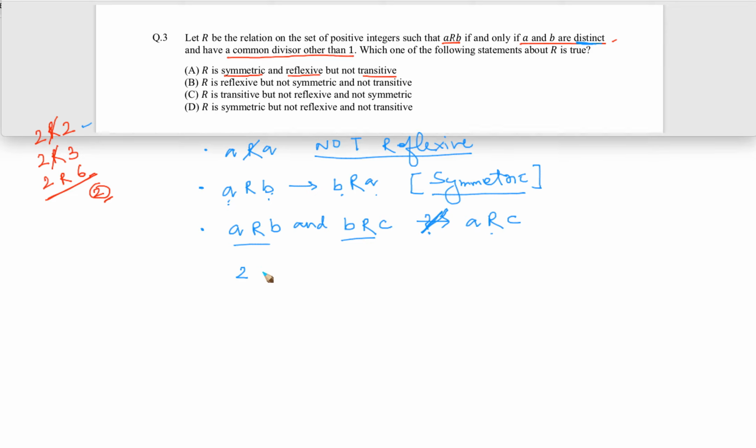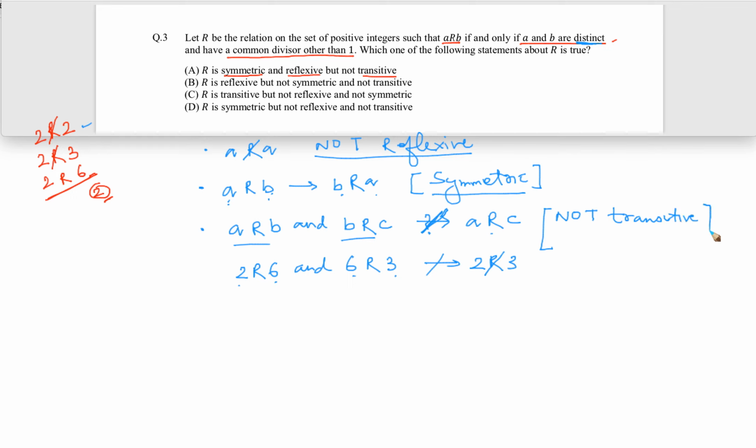We can clearly know that 2 and 6 are in relation because they have a common factor 2, right? Similarly, we also have 6 and 3 in relation, because 3 is a common divisor of both of them. So 2 is in relation with 6, and 6 is in relation with 3. Is it the case that 2 is in relation with 3? Which is not the case. Why? Because 2 and 3 are distinct, but they don't have anything in common, no common divisor. So I cannot say this. What is the final conclusion? The conclusion is that it is not transitive.